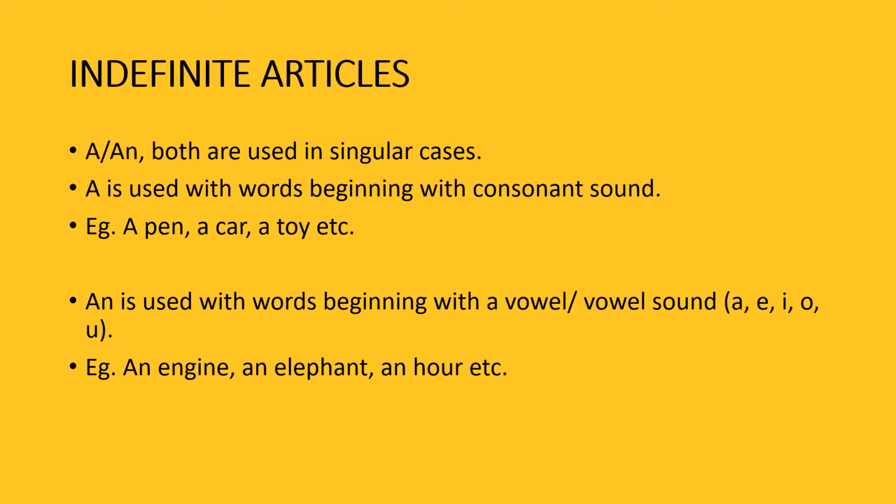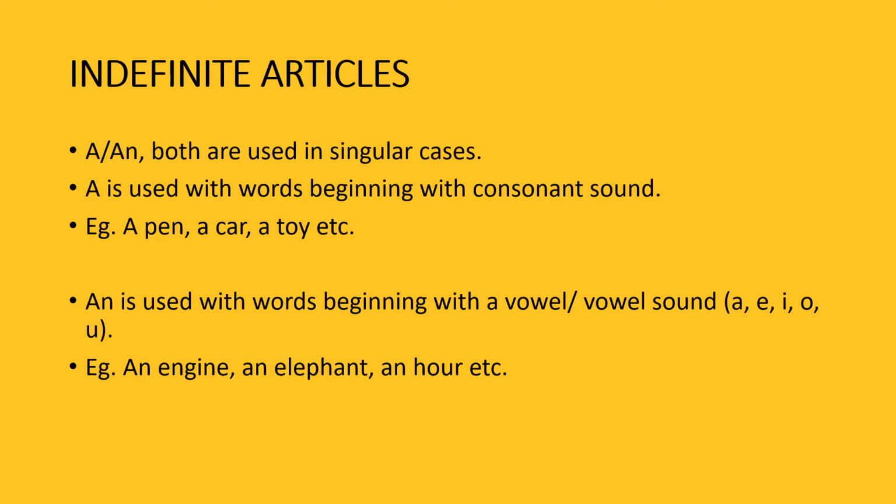But an is used with words beginning with a vowel or a vowel sound. All of us know that there are 5 vowels: A, E, I, O, U. So whenever we use an, we should remember that the word with which we want to use it should begin with a vowel sound. So the sound of a vowel is very important. For example, engine starts with a. So this a is a vowel sound.